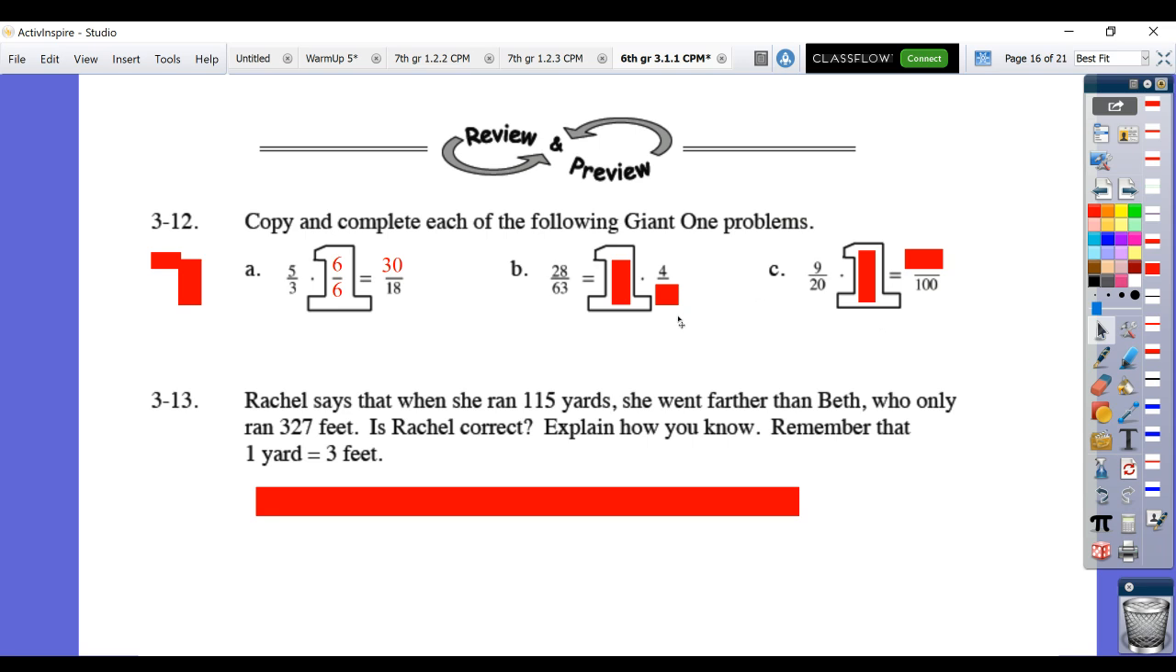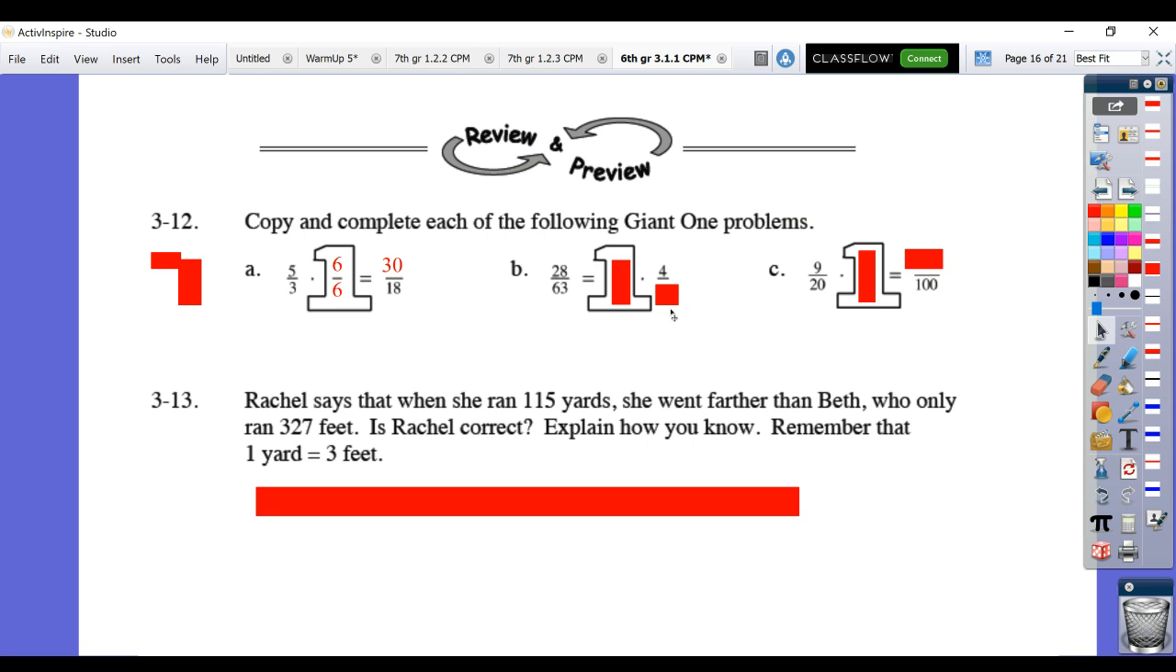So you're doing the same concept here and here. The only difference with B is they're doing the multiplying on the right side of the equation instead of the left, and that's fine. You're still saying to yourself, 4 times what number equals 28? Once you know the numerator, then you'll know the denominator of your giant 1 and can find your missing value.